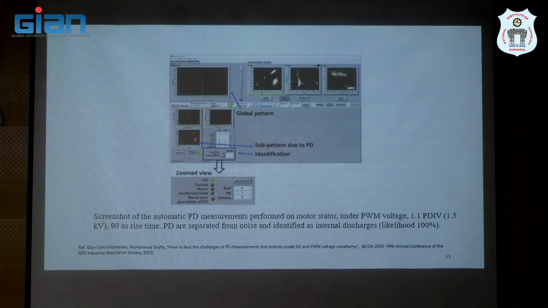In some of the references they have done this extensively and were able to separate, recognize and identify the faults, and able to show that this particular type of discharge is occurring. Like that they are able to recognize.